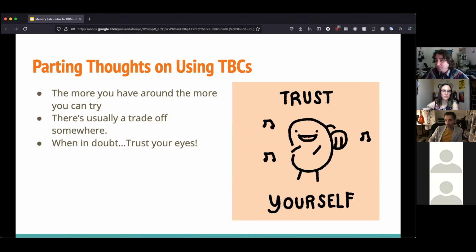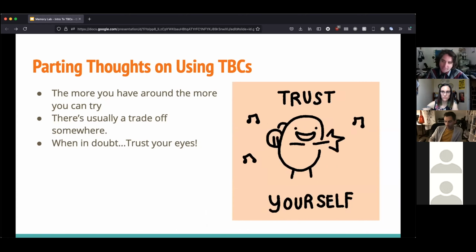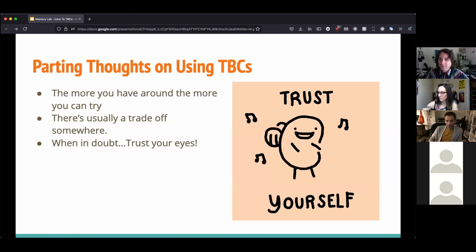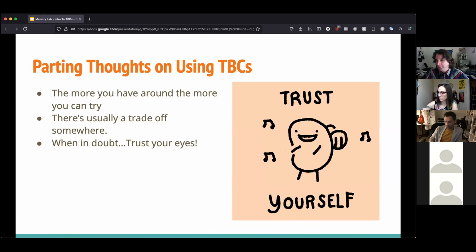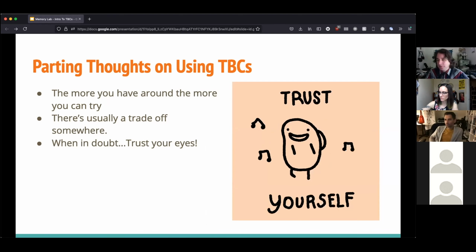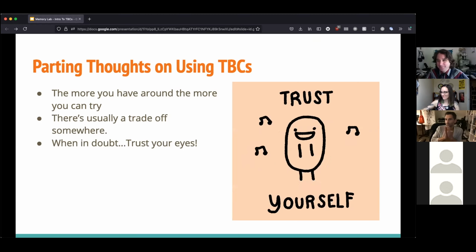There's usually a trade-off somewhere, and as shown with these images, there's not a perfect answer. It's all about mitigation. It's all about getting as close to perfect as possible, but different TBCs are going to do that differently, and you're going to lose some details with one that you gain with another. And also, when in doubt, use your eyes. In the end, this content is going to be viewed by people like you and I, and whether it looks good or bad, it's something you can become confident in assessing yourself using your own eyes. Okay, that's it for me.